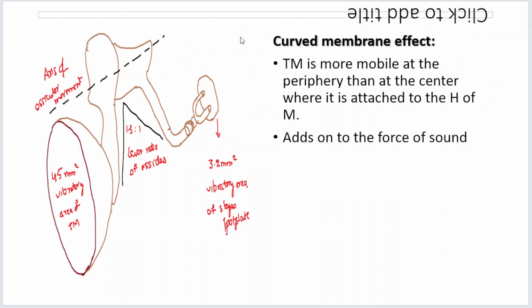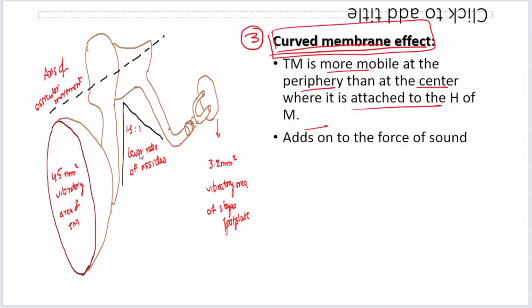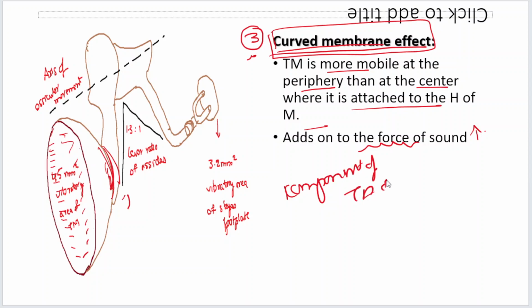So coming to the third part of the transformer action, that is the curved membrane. Important is the areal ratio, then the lever ratio, then comes the curved membrane effect. The tympanic membrane is more mobile at the periphery than at the center, where it is attached to the handle of the malleus. This is obvious. This adds to the force of the sound. This curved membrane effect also adds to the force of the sound. So this is also a component of the transformer action of the middle ear.